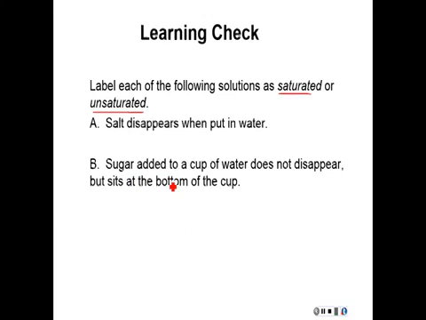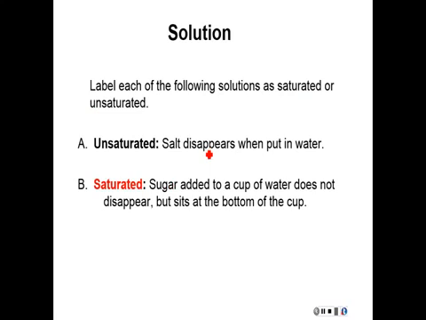All right, here are the answers. First one would be unsaturated because you can still dissolve some more salt. That's what we have to assume. And for B, it would be saturated because we have some sitting at the bottom, and that's the key thing there.